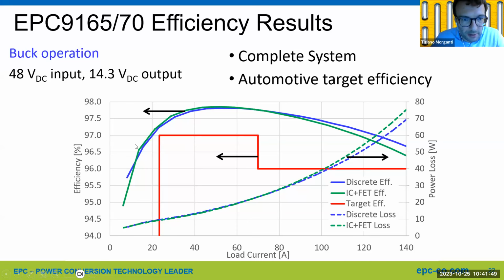Okay, so yes, this is buck mode. The two plots are: the green one is the EPC9170 with the IC power stage, and it's dropping a little bit in efficiency towards full load because the top side device is 3.3 milliohm. The blue one is the discrete solution. So it's a buck operation.